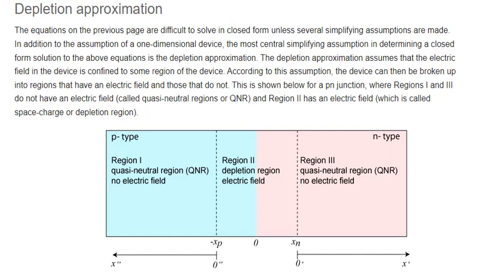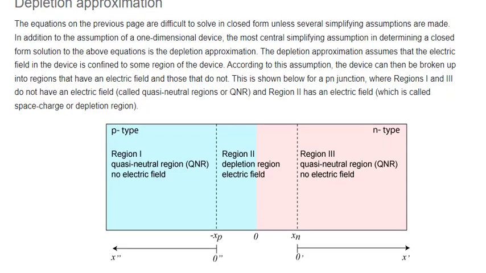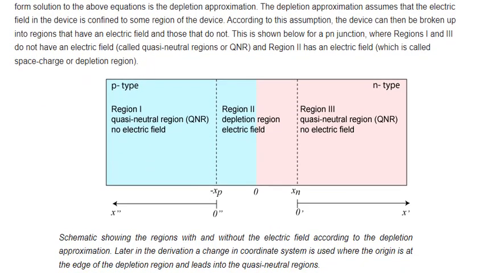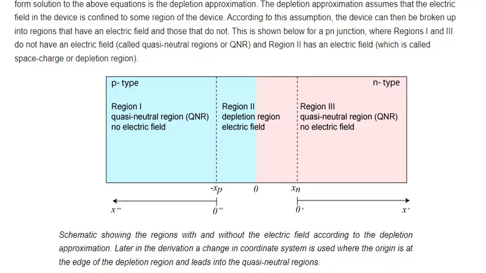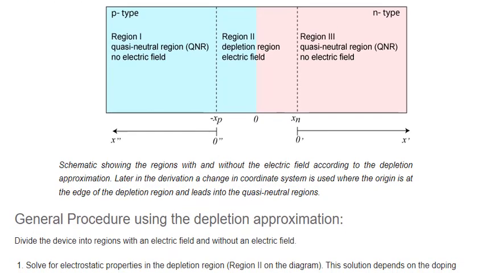According to this assumption, the device can then be broken up into regions that have an electric field and those that do not. This is shown below for a PN junction, where regions I and III do not have an electric field, called quasi-neutral regions or QNR, and region 2 has an electric field, which is called the space charge or depletion region. Schematic showing the regions with and without the electric field according to the depletion approximation. Later in the derivation, a change in coordinate system is used where the origin is at the edge of the depletion region and leads into the quasi-neutral regions.